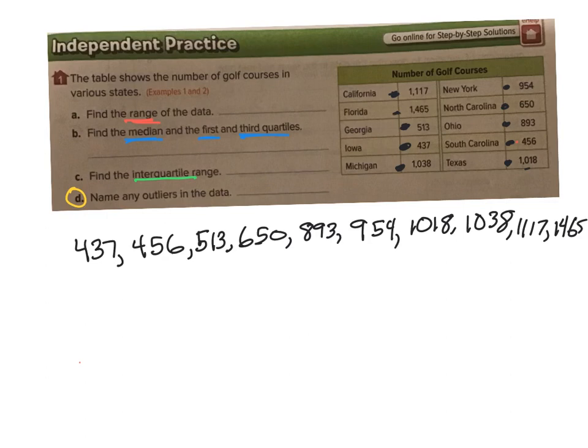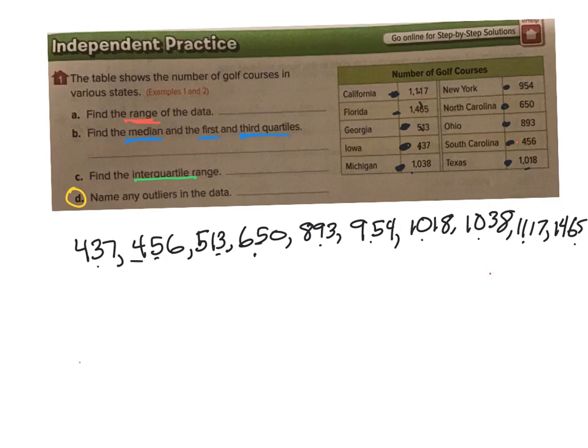But I got them all in order, and you might want to even check it. 1, 2, 3, 4, 5. There's 10 of them. 1, 2, 3, 4, 5, 6, 7, 8, 9, 10. I have 10. Make sure they're getting bigger as you go. And they are. Okay, now I want to find the range.